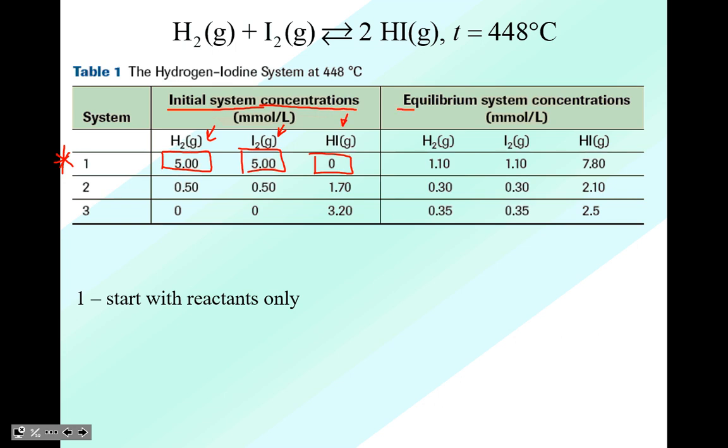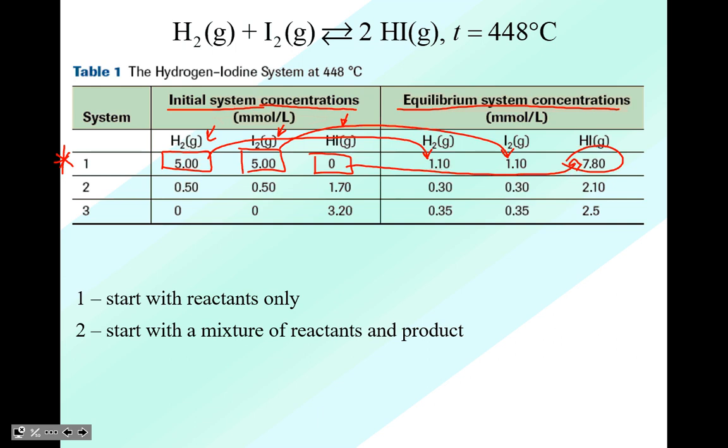At equilibrium, you'll notice that the 5 went to 1.1 and this 5 went to 1.1, because those are decreasing now that they're reacting to form the product. So the product amount increased from 0 to 7.80. Here's just another example where you have a mixture of reactants and products.